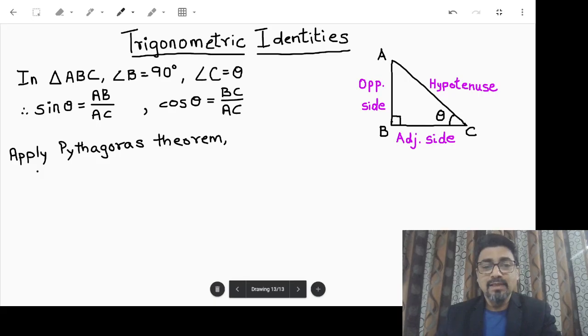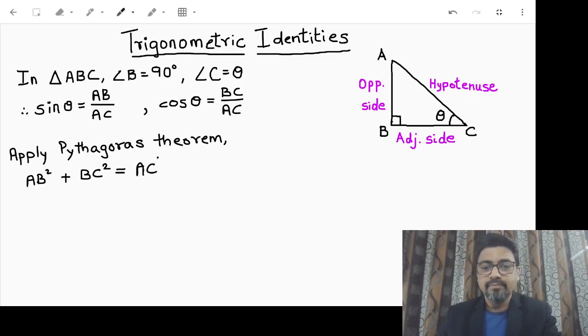And what will that give us? That will give us AB square plus BC square is equal to hypotenuse square, that is here AC square. Now hypotenuse square, that is AC square, if I shift from right side to the left, but not by subtracting, what I would do is I would divide the entire equation by AC square. So I will have AB square upon AC square, BC square upon AC square, AC square upon AC square. AC square upon AC square will give me 1.